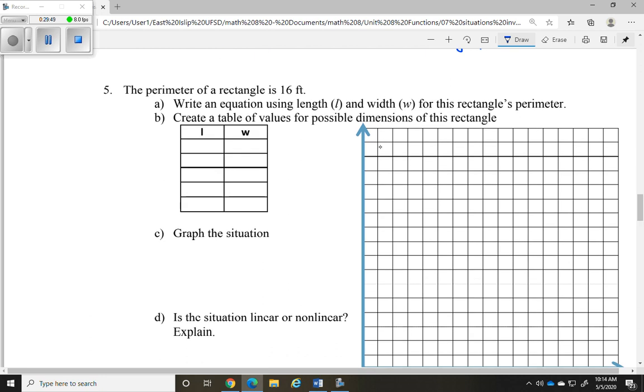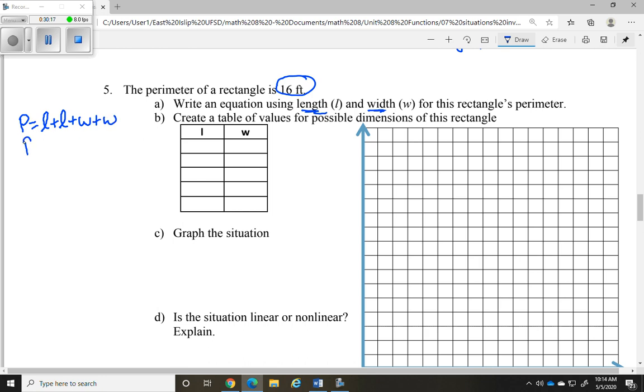Number 5, they're asking about perimeter, and now they're making the perimeter 16. And they're telling us to write an equation using L for length and W for width. So what you have to remember about perimeter is that you add up all the sides. A rectangle has 4 sides, so the perimeter of the rectangle would be the length plus the other length plus the width plus the width. That's one way of writing an equation. Or I could say 2 lengths plus 2 widths.